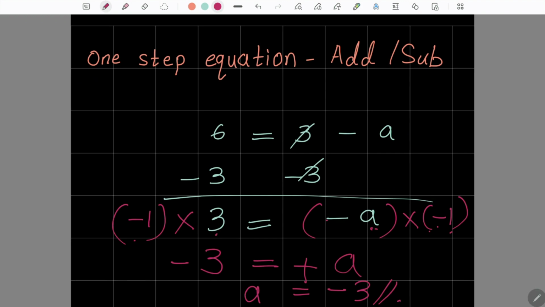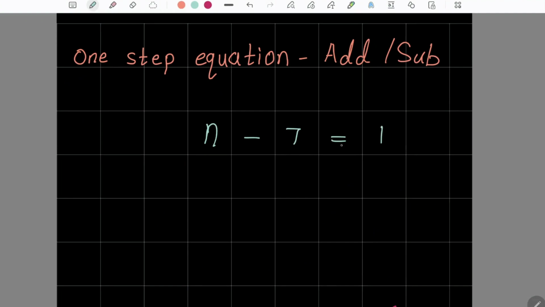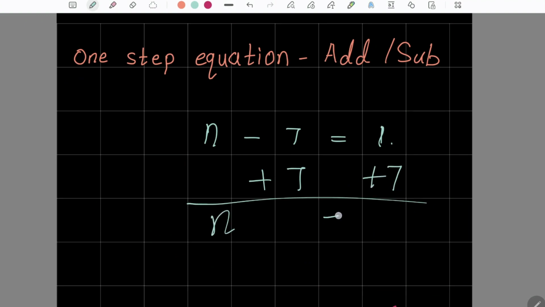I'll make another video. n minus 7 equals 1. To cancel this out, let's add 7 to both sides. n cancels each other out. 7 plus 1 is 8. So n is 8.